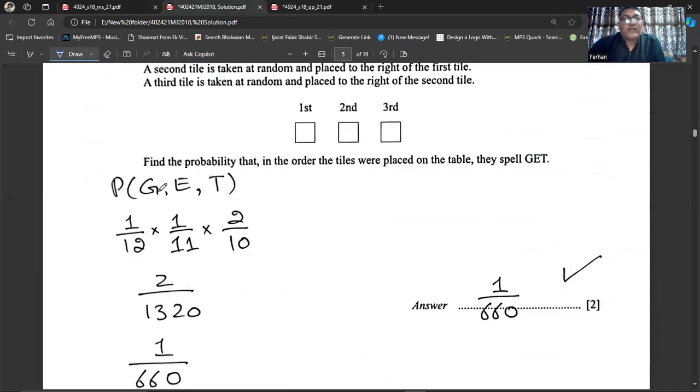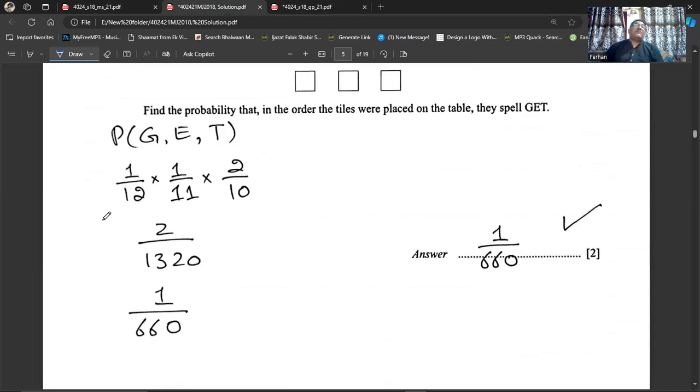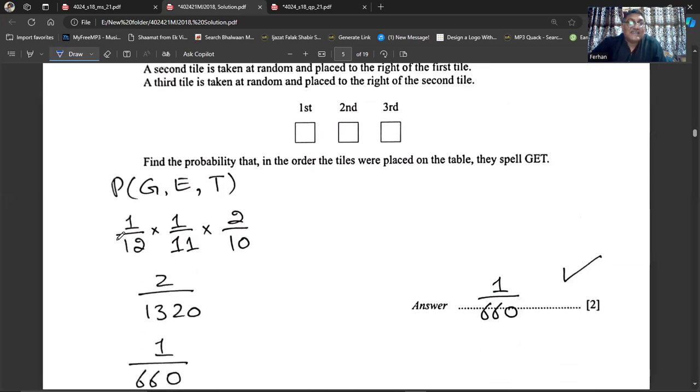So let me show you properly how this is done. We have to find the probability of G, E, and T in this order. So getting a G is 1 by 12 because there is only one G. Getting an E is then 1 by 11 because G is already out, so the total has become less. E is only once there. And the T is 2 times there, but because you have already taken 2 tiles out, now the total has become 10. So it will be 2 by 10. You multiply them, 2 by 1320. So when you simplify them, that becomes 1 by 660. So 1 by 660 is the answer.